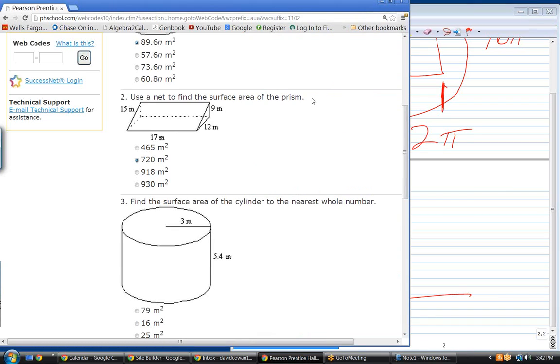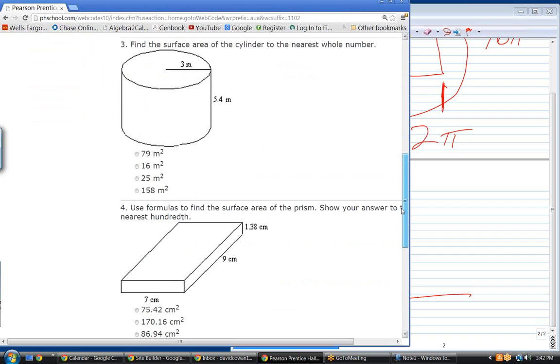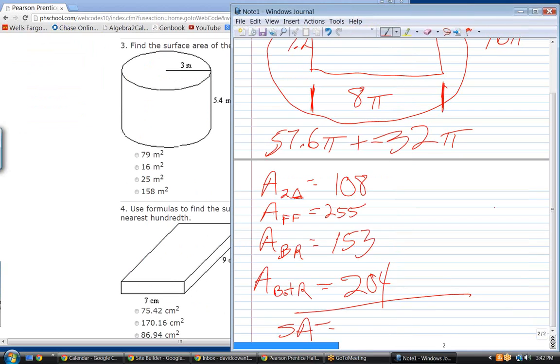Use a net. What could they have possibly meant there? Use a net. I haven't heard of that. No, I haven't either. Find the surface area of the cylinder to the nearest whole number.